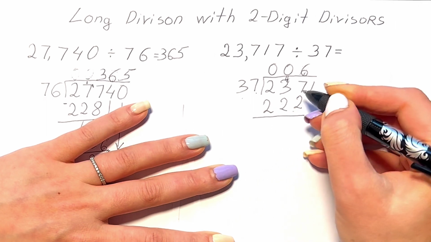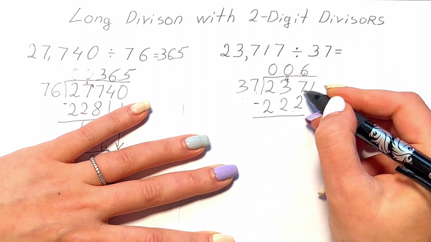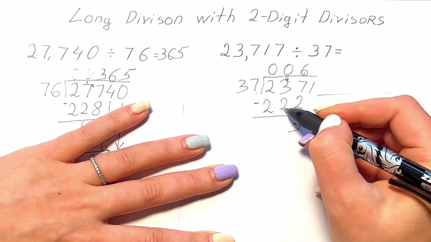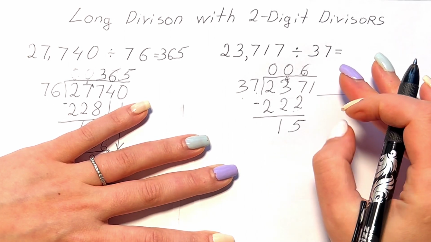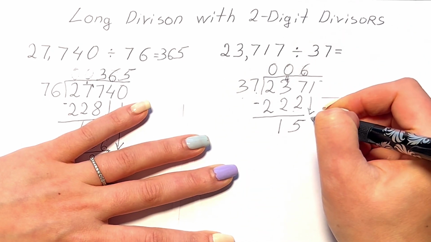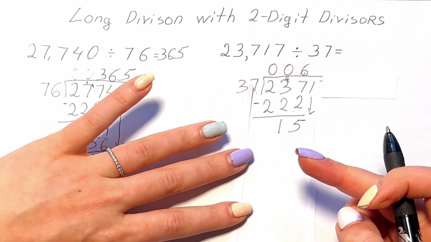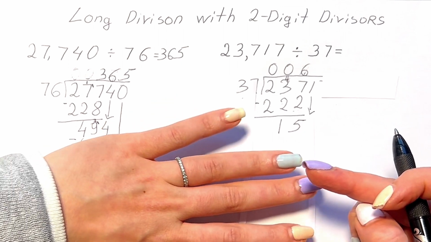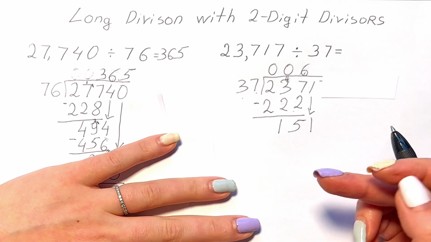Okay, now it's working. 7 minus 2, I'm gonna subtract to get the remainder. 7 minus 2 is 5. 3 minus 2 is 1. 2 minus 2 is 0. The remainder is 15. I'm gonna bring down the next digit, which is 1. The same way, I'm gonna cover 3 goes to 15 5 times. It means 37 goes to 151 5 times.